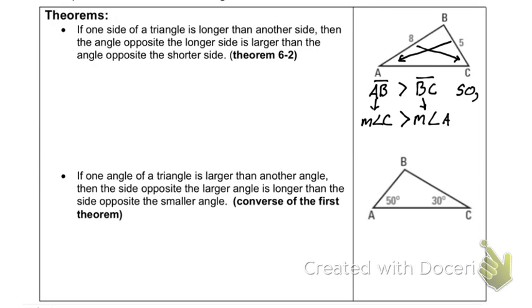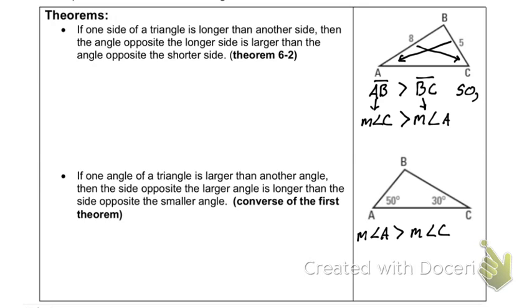The next theorem is just the converse of this. If you want to read all that, by all means. Let's say I know two angles. I know this one's 50 degrees and this one's 30 degrees. So based upon that drawing, I know that the measure of angle A is bigger than the measure of angle C. This theorem says if one angle of a triangle is larger than another angle, then the side opposite the larger angle is longer than the side opposite the smaller angle.